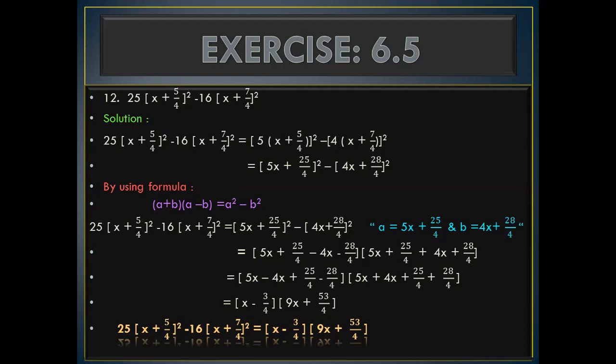Now come to the second one. 5x plus 4x, 5 and 4, 9. 9x plus, now both constant terms are positive. Denominator is same. We add the numerators only. 25 plus 28, 53. So our required answer is x minus 3 by 4 into 9x plus 53 over 4.